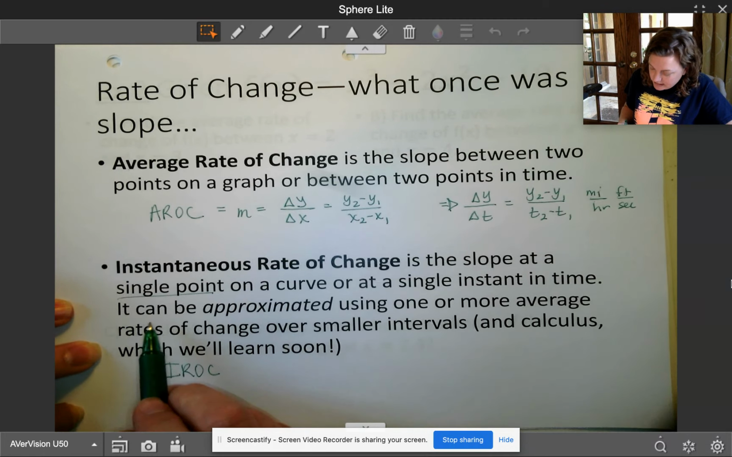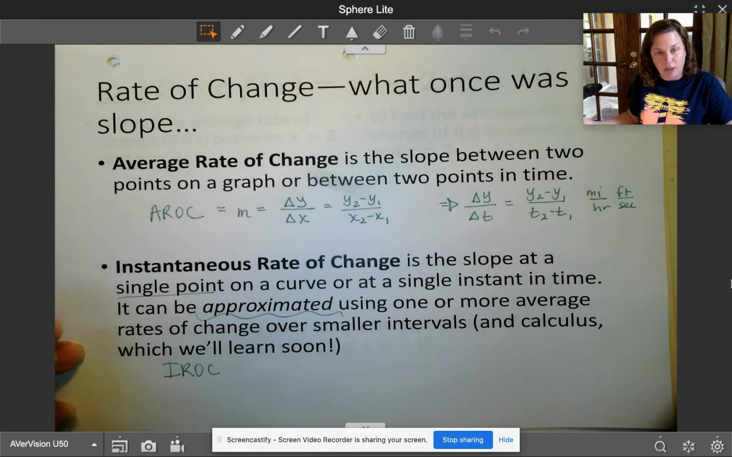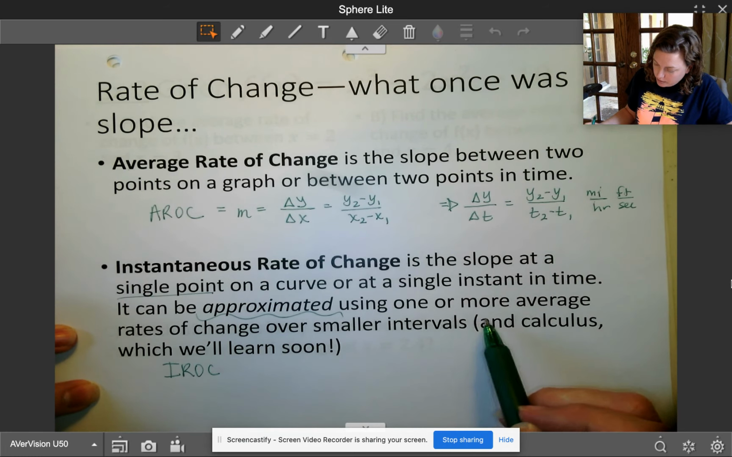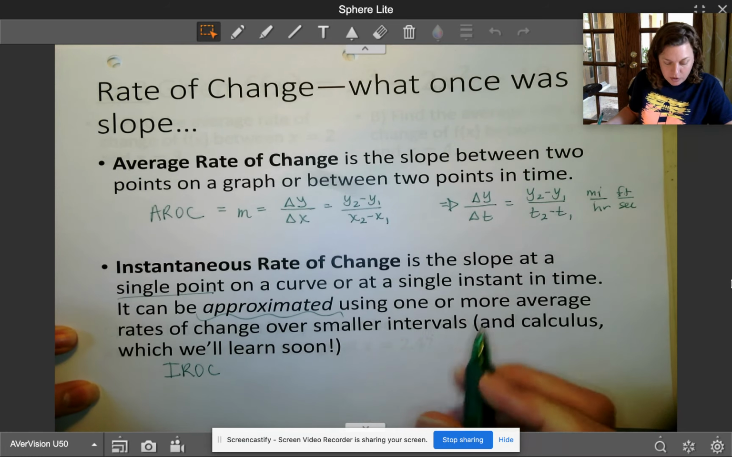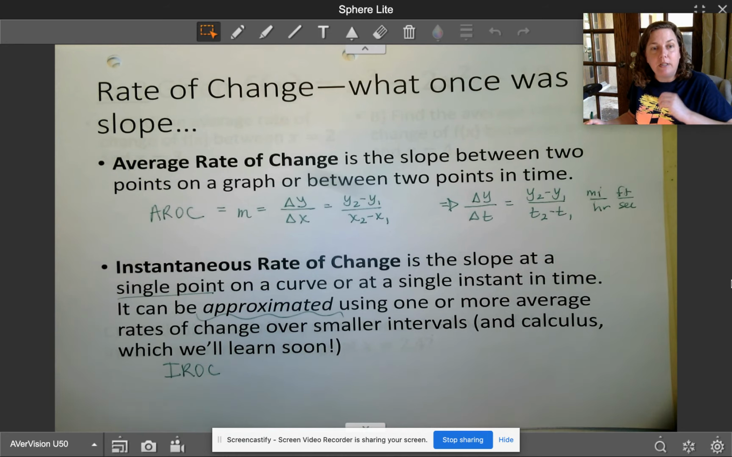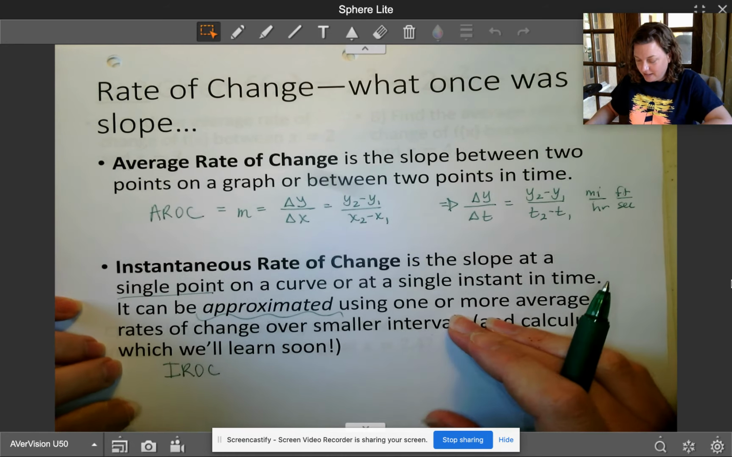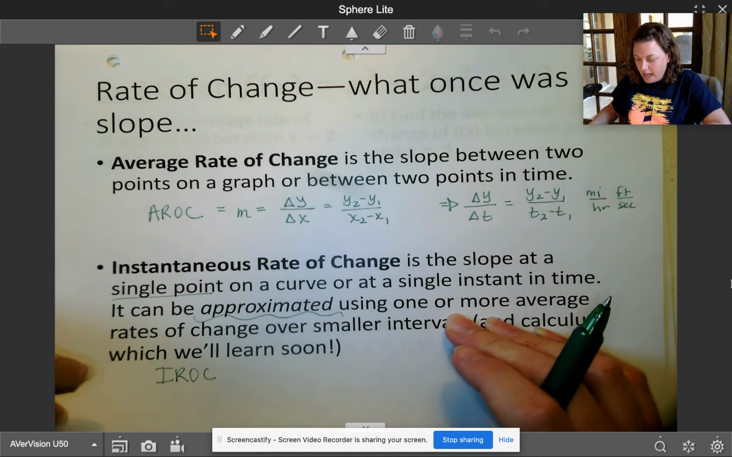At a single instant in time, it can be approximated though. So we can approximate it, and that's what we started doing. We're approximating the slope over smaller and smaller intervals. So that's what we're going to be figuring out in the next unit here, which is cool. And so here we go.